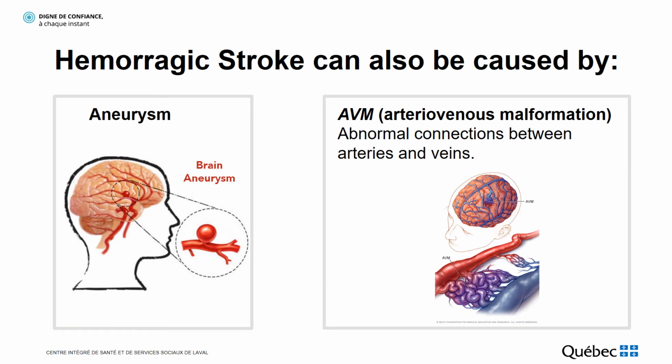Hemorrhagic stroke can be caused by aneurysms or AVM, arteriovenous malformations. An aneurysm is a weakened, ballooned area on an artery wall and has a risk for rupturing. They can be congenital, which means they can be present at birth, or may develop later in life due to high blood pressure or atherosclerosis. An AVM is a congenital disorder, which means it was present at birth, and it is made up of an abnormal tanglement of arteries and veins.